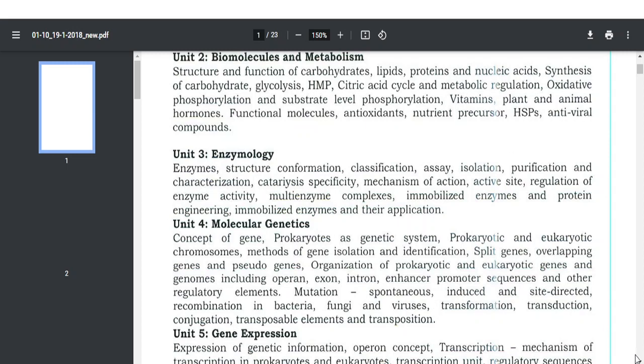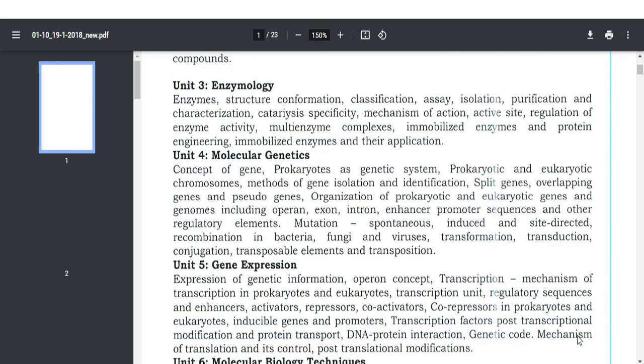Next is enzymology. Regarding this unit, you need to have a brief understanding. You need to know about the structural conformation of various enzymes and how enzymes are classified. You also need to know how an enzyme is isolated, purified and characterized. You need to know the entire steps, and you also need to know about enzymatic assays that are used in the field of biochemistry.